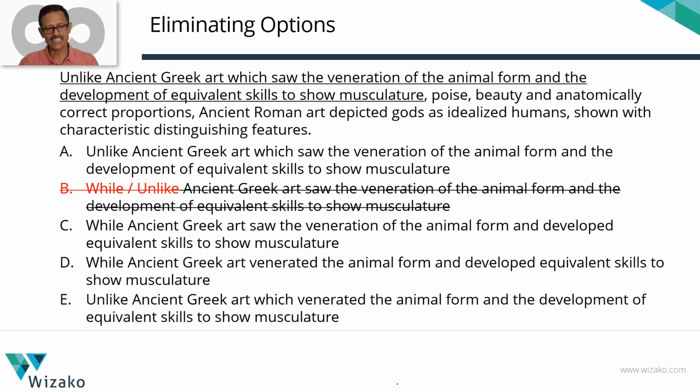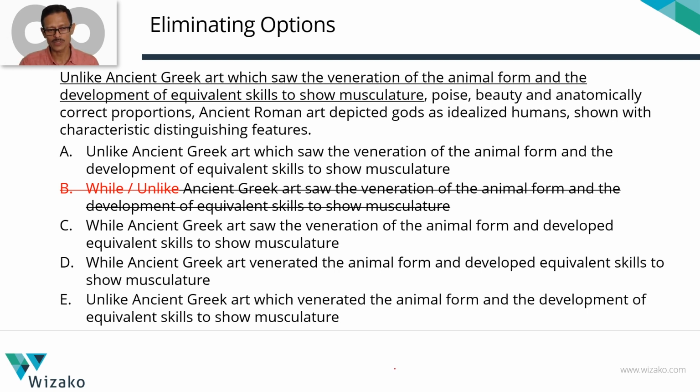Let's read through the original sentence and check out, are we talking about the same parameter or are we talking about a different one? If we're talking about different ones, then we know that we'll have to go with while. If we're using the same parameter, then we know that we're going to be going with unlike. Let's read it. Unlike ancient Greek art form, which saw the veneration of animal form and the development of equivalent skills to show musculature, and so on, ancient Roman art depicted gods as idealized humans.